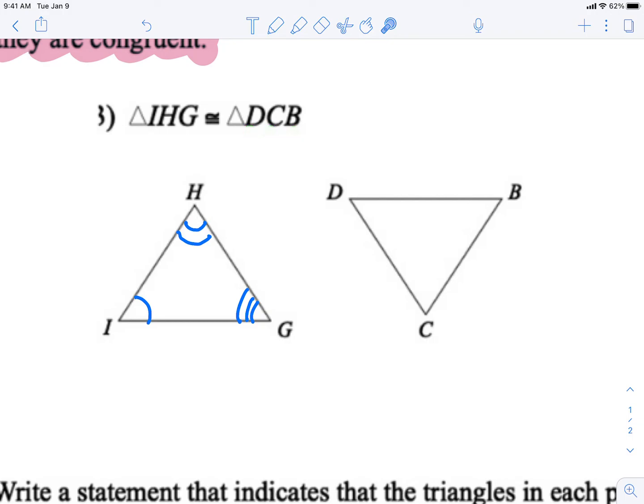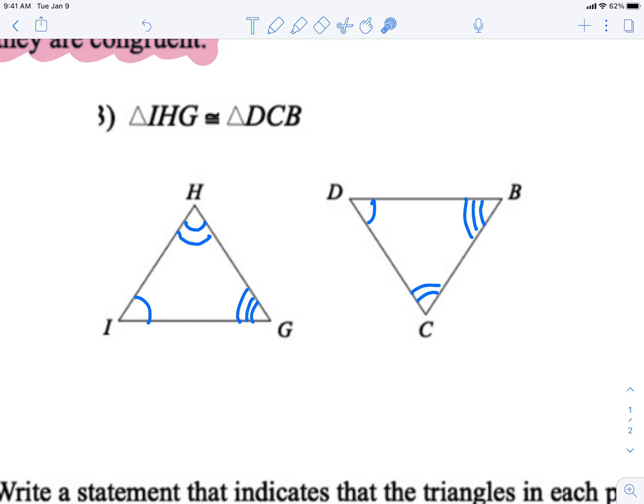So same thing on the second one. DCB. Single arch, double arch, and triple arch. Look at that. So I've identified the congruent parts. Angle I is congruent to angle D, one arch. Angle H is congruent to angle C, double arch. And angle G is congruent to angle B, triple arch. So we got the arches.